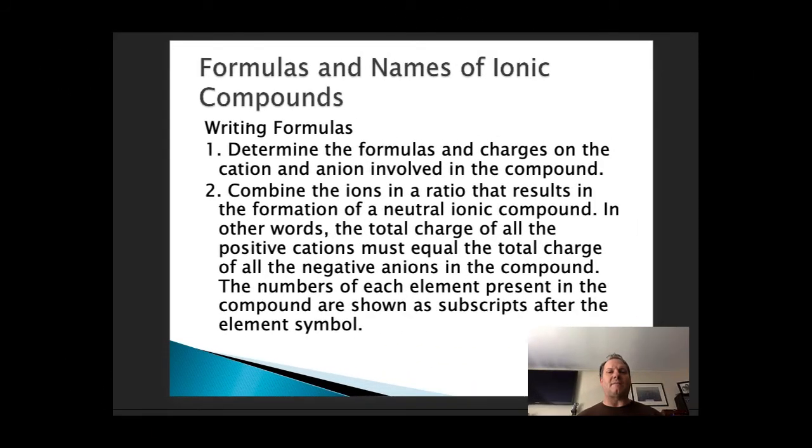So when we want to talk about writing formulas of ionic compounds, we have to determine the formulas and charges of the cation and anion that are involved in the compound first. We're then going to combine the ions in a ratio that results in the formation of a neutral ionic compound. So ionic compounds, like any matter, have no charge. We have the same number of plus charges as minus charges present in that compound. The total charge of all those positive cations, and being redundant, of course cations are positive, must equal the total charge of all the negative anions in the compound. Then we show the numbers of each element present in the compound as subscripts in the element symbol. So how do we know what their charges are? Let's take a look at that first.